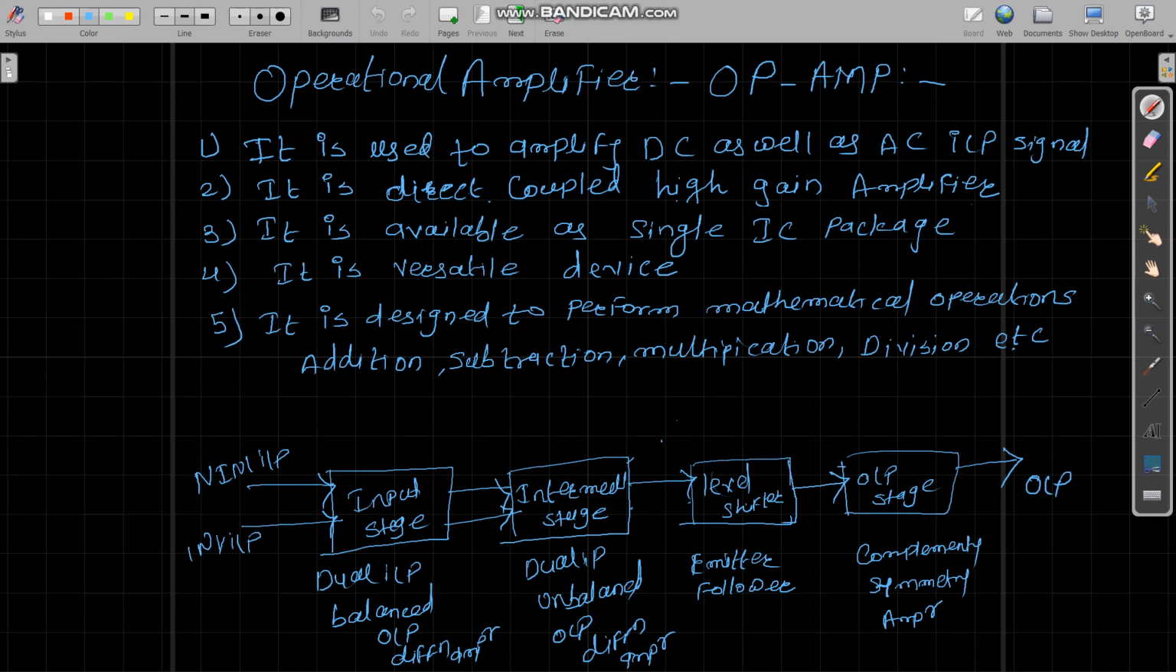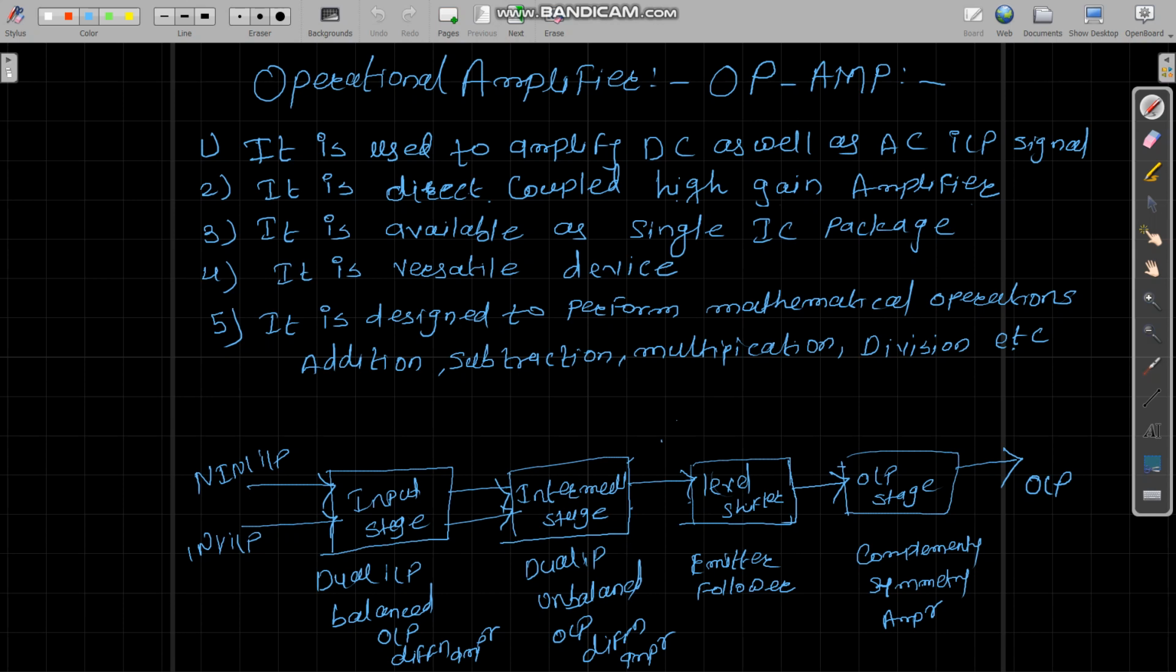The first stage, which is called the input stage, is nothing but a dual input balanced output differential amplifier. Most of the voltage gain is provided by this first stage of the amplifier, and the circuit in this input stage consists of a dual input balanced output differential amplifier. We know the meaning of amplifier. Now we will see what a differential amplifier is. When we give two inputs to the amplifier, it has to amplify the difference between those two signals. That is called a differential amplifier.